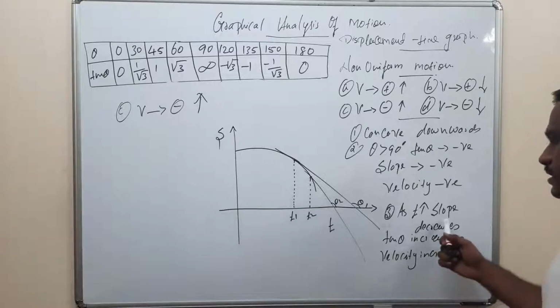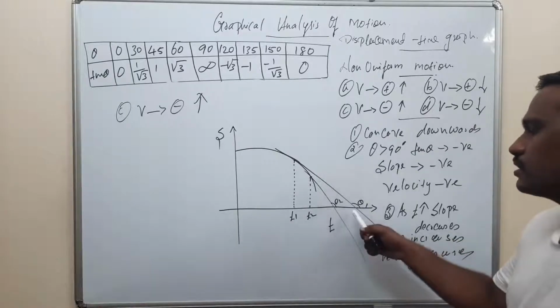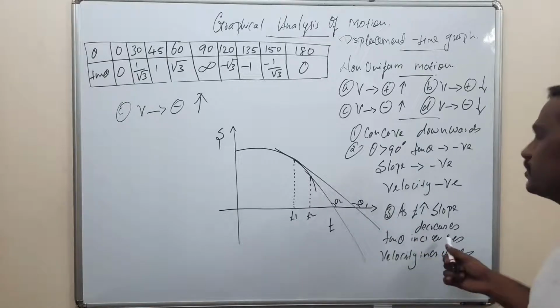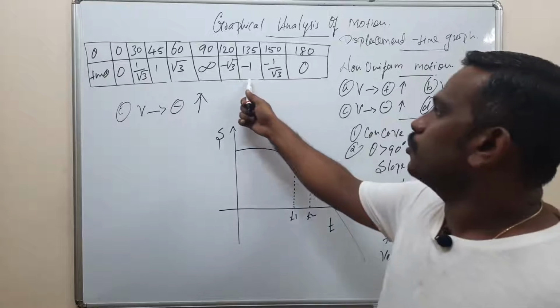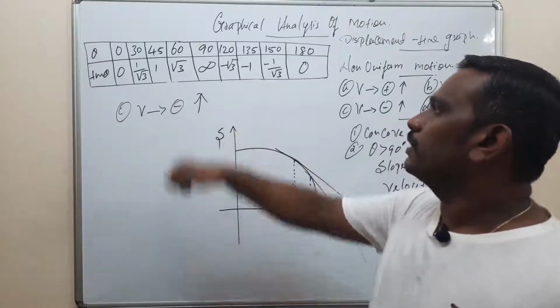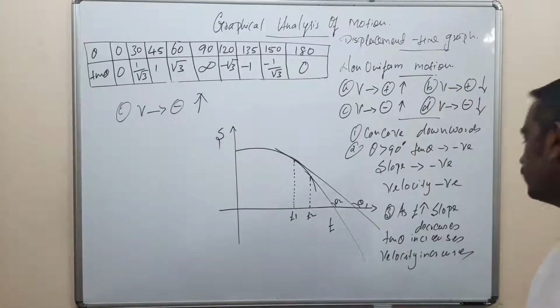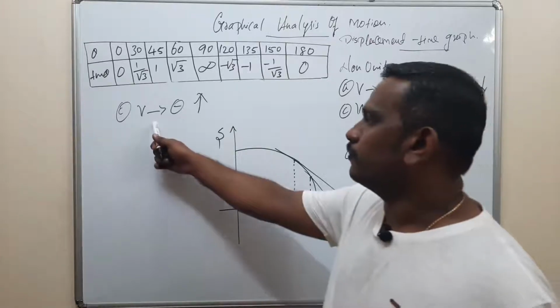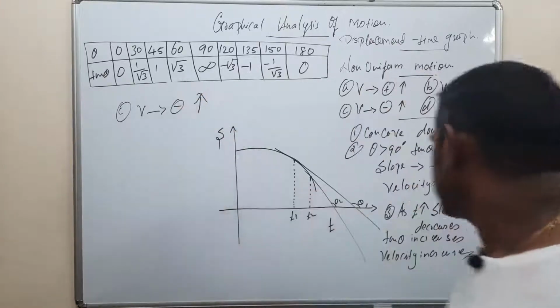So as time increases, slope decreases. Slope decreases on the negative side means tan theta value increases. Tan theta value increases means velocity increases. So therefore velocity is negative and increasing.